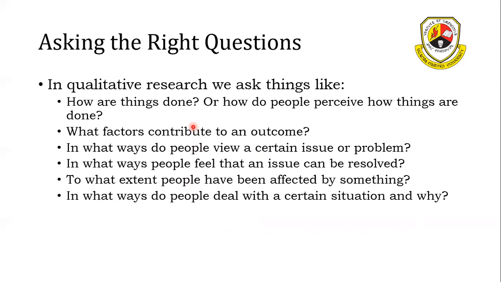So how would we ask the right questions in qualitative research? We would ask, how are things being done? That's what we want to know. If you're trying to understand ICT processes, how are they being done? How do people perceive how things are being done? And here, this is where an unbiased approach is extremely important.